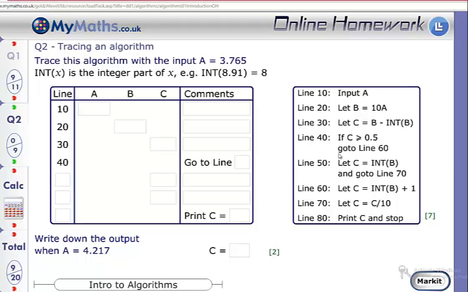Okay, so firstly, it says line 10 and input A. So I think that's going to mean this: 3.765. Makes sense. And then here it says in the comments, do you think you should write down something like what you've done? Like a little summary? So is this supposed to be in English, what you're doing, so somebody looks and says what's going on? Like at line 40 here, it says go to line 60. So what kind of comment can you put in?